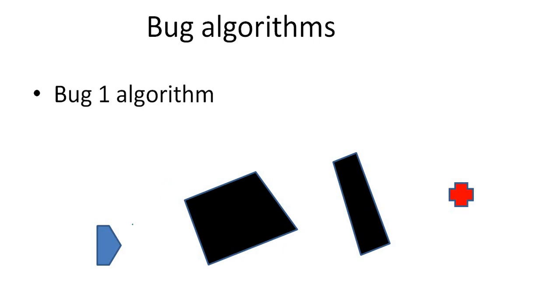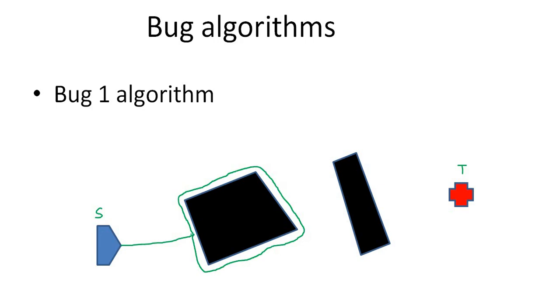So the Bug1 algorithm, how it works is that this is the start position of the robot, and this is the target, and then we have some kind of obstacles. The robot starts moving towards the target. As soon as it detects an obstacle, it takes a left turn and starts following the obstacle. It keeps following the obstacle till it reaches the hit point.